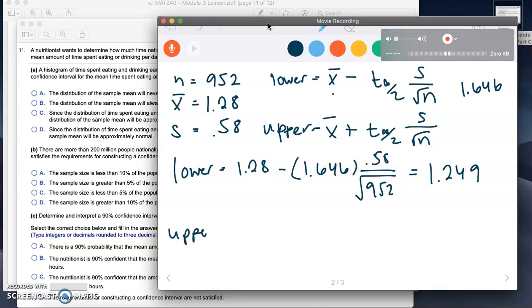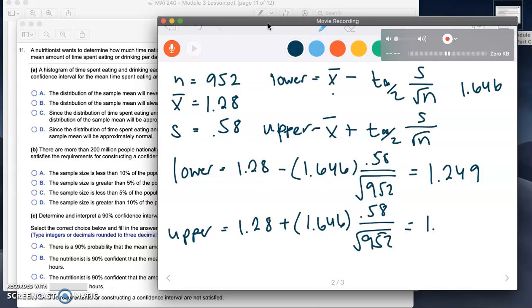Our upper limit is going to equal the same thing, except now we're adding that second part of it, right? So we have 1.646 times 0.58 over, again, the square root of 952. And when I type that into the calculator, we get 1.311.